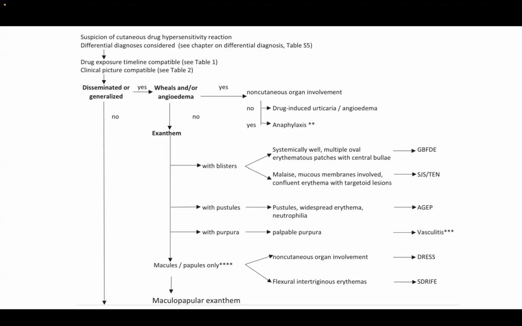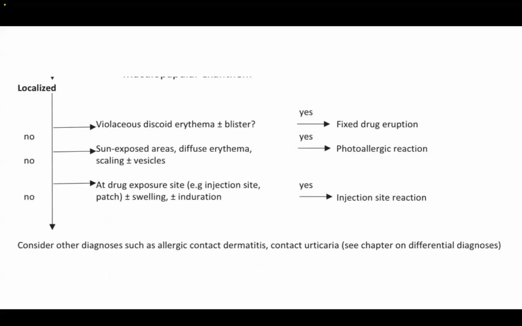Now, if those lesions are macules and papules only, so this is flexural intertriginous erythema or SDRIFE, specifically if it is in the flexural areas. If there is non-cutaneous organ involvement with those macules and papules, this is most likely DRESS. So DRESS is not limited only to the skin. And if nothing from those that we mentioned is present, this is maculopapular exanthem.